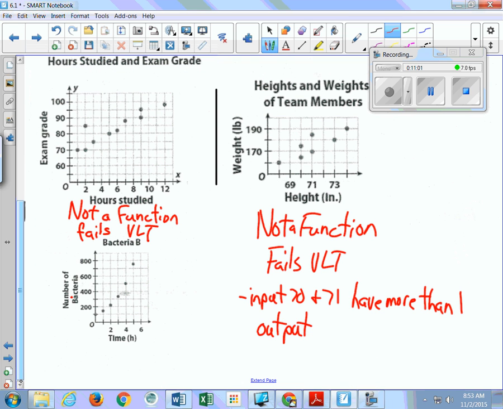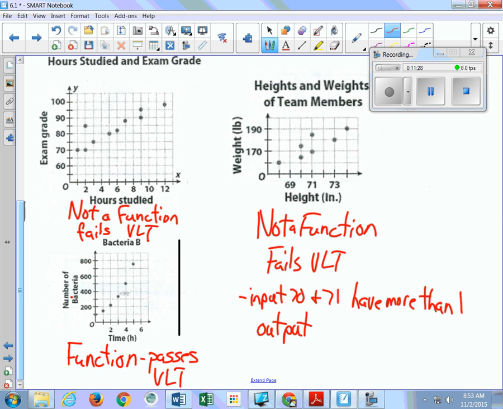All right, so let's move our vertical line down here. Let's go across. Does it hit more than once at 1? No. 2? No. 3? No. 4? No. 5? No. So this one passes the vertical line test, so it is a function. The reason: passes vertical line test, VLT. Each input only has one output.